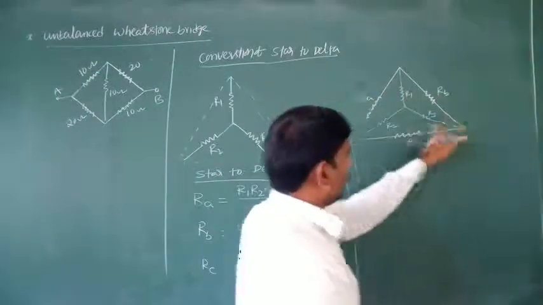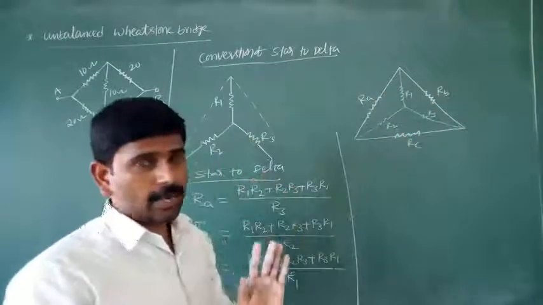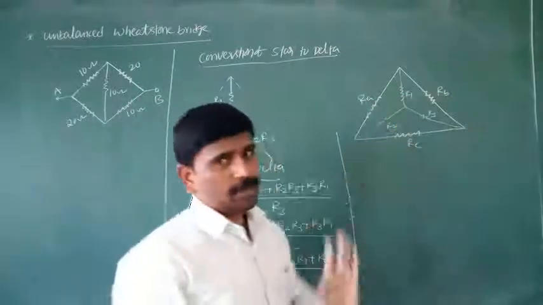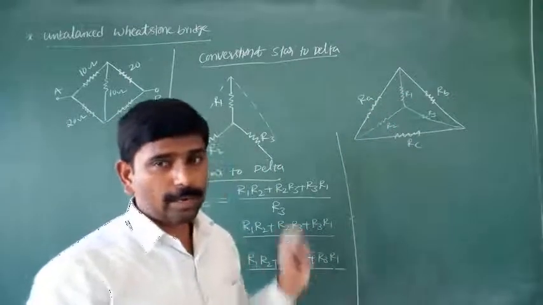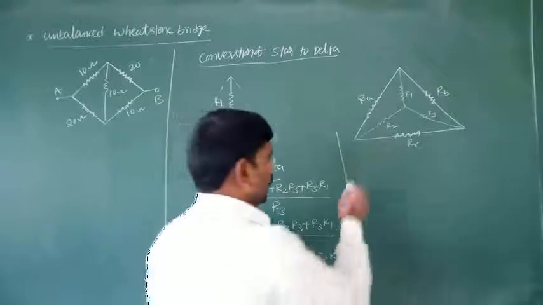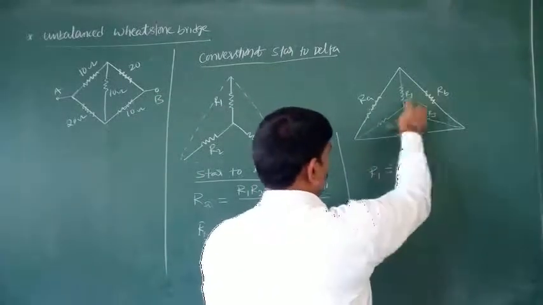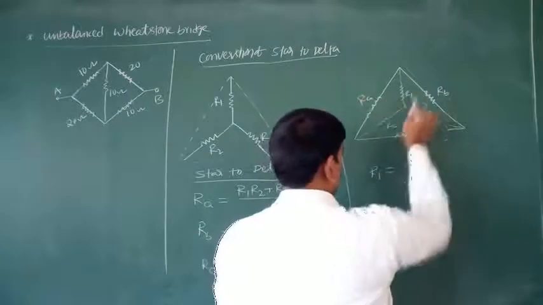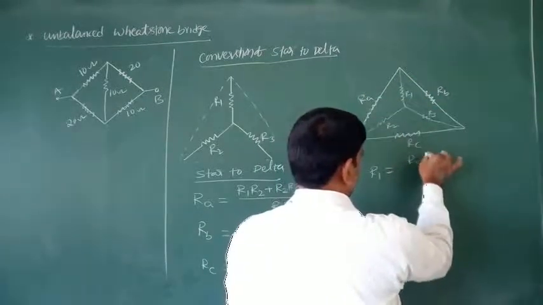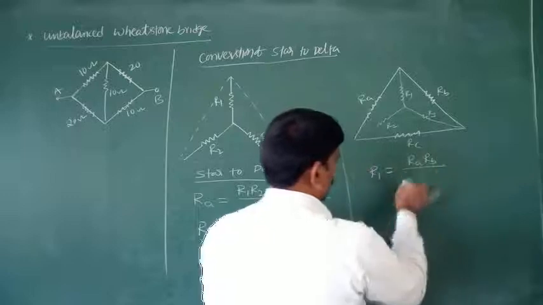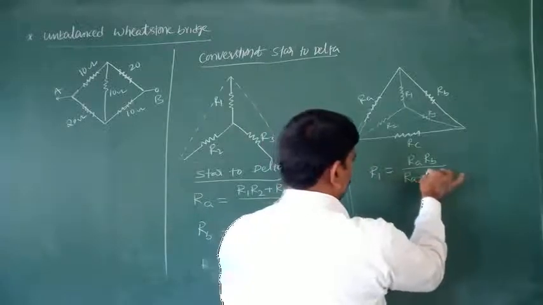In case they give the delta, how to convert that one into the star? So here R1 is equal to the product of these two resistors, that is RA into RB, divided by RA plus RB plus RC.